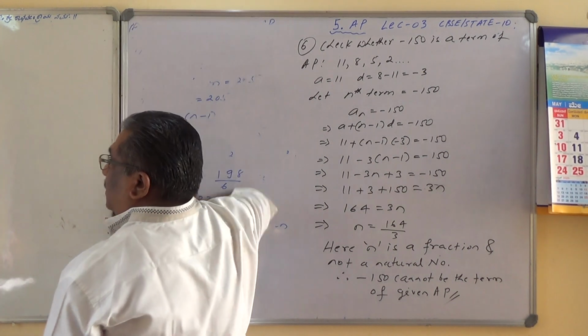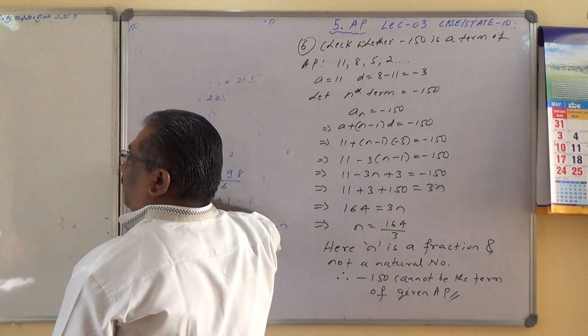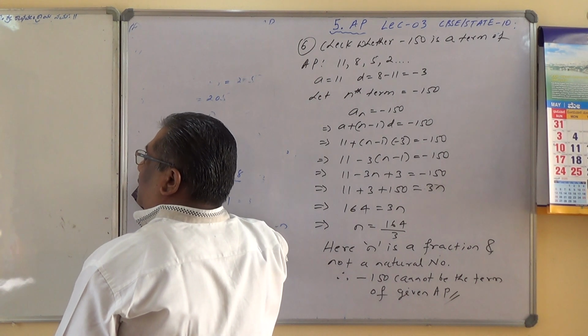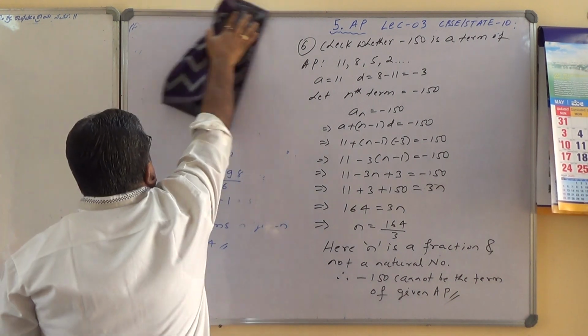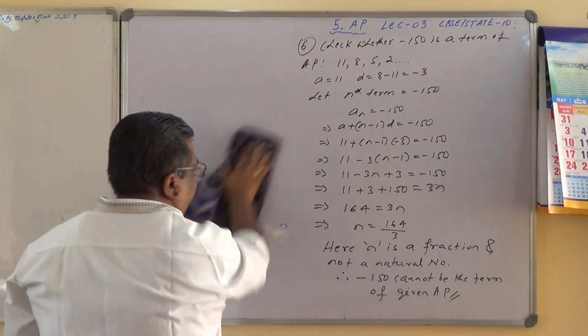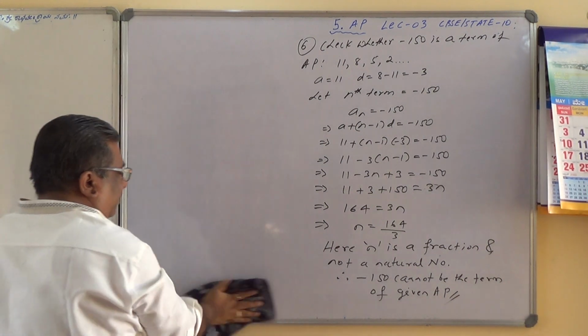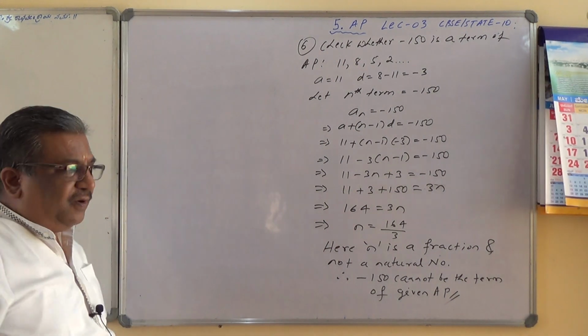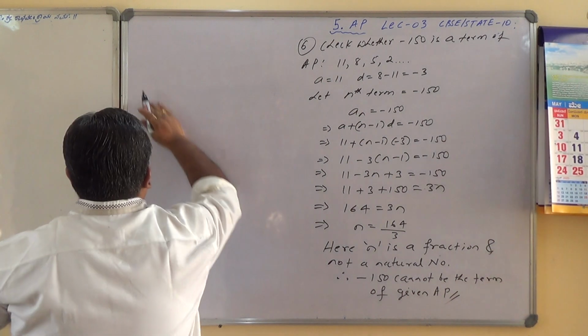Let us read the question. Seventh one. Find the 31st term of an AP. 11th term is given. 16th term is given. Hold the textbook in front of you so that it is very convenient for you to understand. Keep the textbook with you. Seventh one.